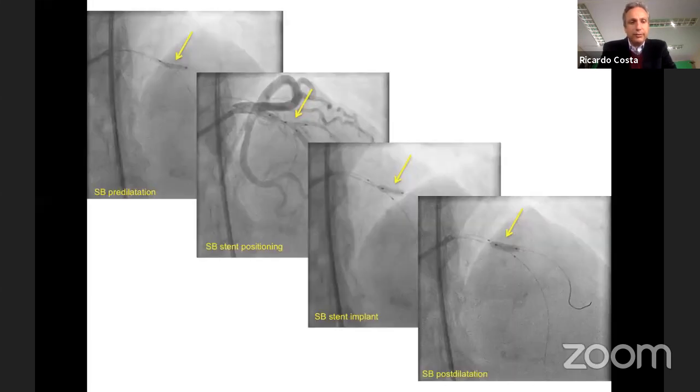So here we have the steps: pre-dilatation of the side branch. We have stent position. We have a wire. We have a balloon parked in the main vessel. We implanted the stent with the same balloon. We pull back a little bit, and then we optimize the expansion here.